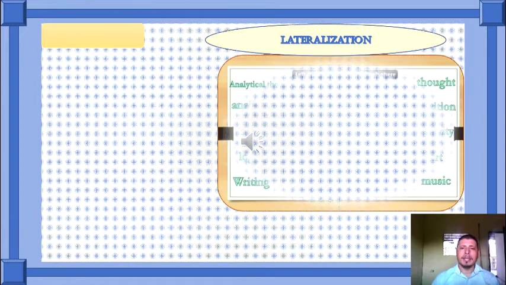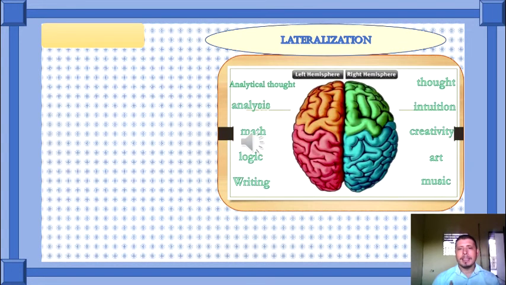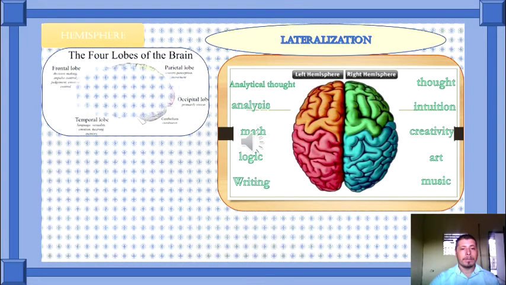So, the next topic here we have lateralization. As I mentioned before, our brain is composed of two sides. We have the right hemisphere and the left hemisphere. And today we're going to focus mostly on the left hemisphere because that is where language is located. In the left hemisphere, we also have analytic thought, analysis, math, logic, and writing. But at the same time, that's where language is located. So we're going to look at that hemisphere.